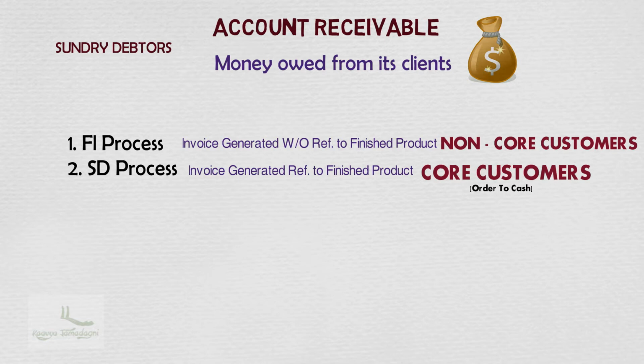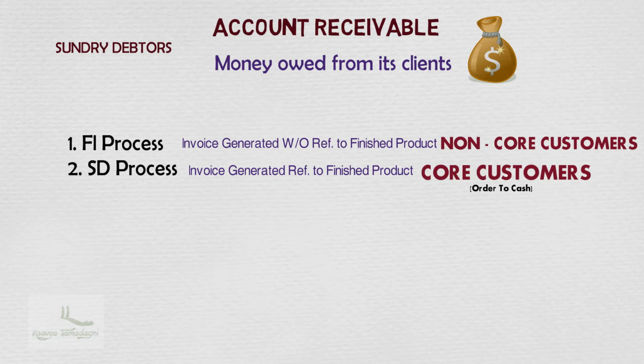The core customer is a customer to whom the company sells the finished product, and we generate the invoice with reference to the finished product sold. In that case, we must have finished goods created in the material master and follow the order to cash cycle process. Based on that only, we create the customer invoice. So this is the SD process, that is the sales and distribution process.